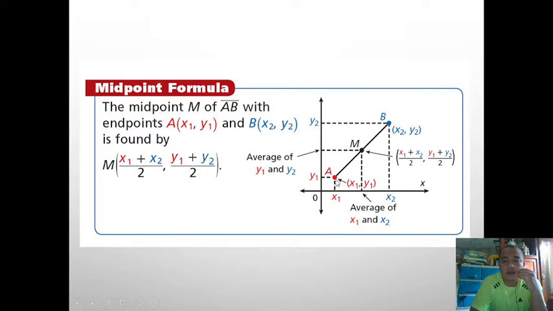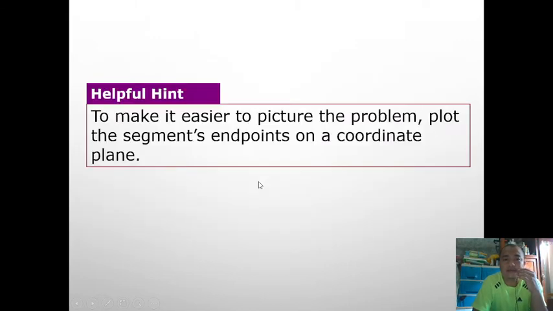So if we have here point A and point B comprising the segment AB, then all we have to do to get the coordinates of the midpoint, for x, add the coordinates x sub 1 and x sub 2 divided by 2. For the y coordinate of the midpoint, add y sub 1 and y sub 2 all over 2. Okay, so all you have to do is to memorize the midpoint formula, as you have also memorized the distance formula in our previous lesson. Helpful hint: to make it easier to picture the problem, plot the segment's endpoints on a coordinate plane.